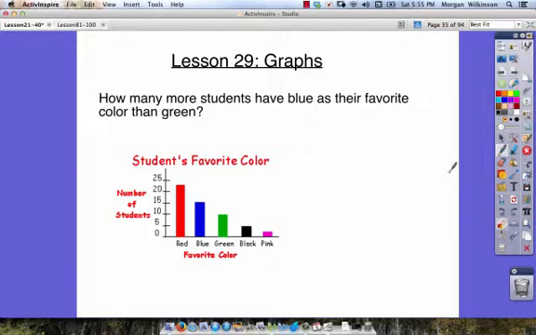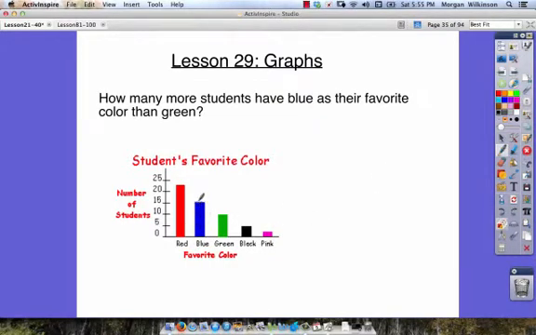Our first problem involves a bar graph, and we can see it's about students' favorite color. Now, our question says how many more students have blue as their favorite color than green? So we can see our x-axis going across horizontally has our colors, and the number of students is on our y-axis going vertically, tells us the number of students that have that color as their favorite. So, how many more have blue than green?